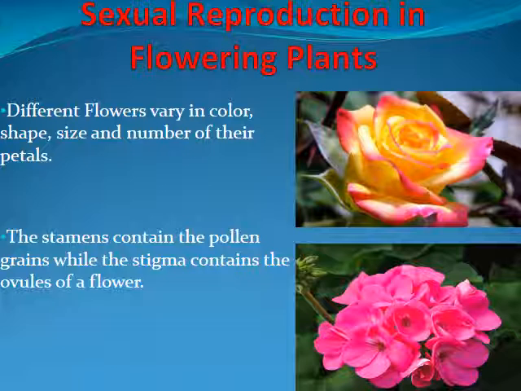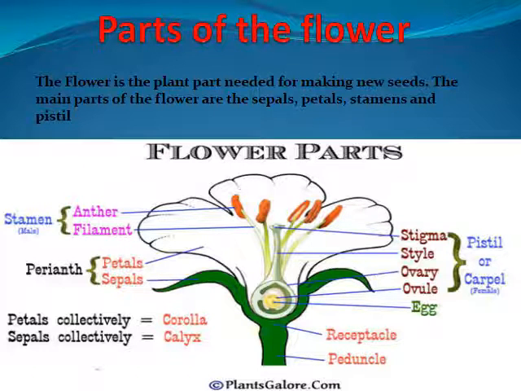We know that different flowers vary in color, shape, size, and number of their petals. The stamen contains the pollen grains, while the stigma contains the ovules of a flower. What are the different parts of the flower? The flower is the plant part needed for making new seeds. The main parts of the flower are sepals, petals, stamens, and pistil.